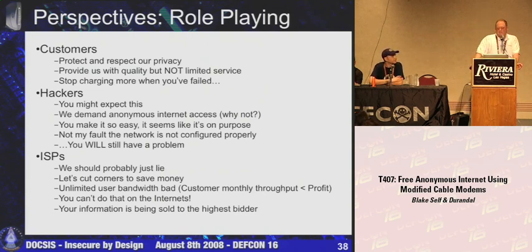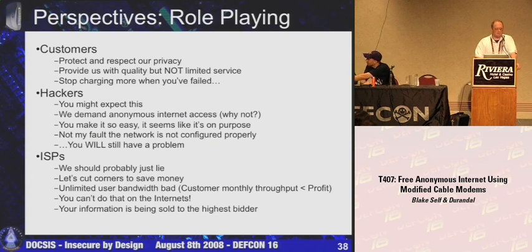And also, I think it's important to discuss the perspectives here. Coming from the customer, you hate your ISP, all right? Just by default, you probably do. You want them to protect and respect your privacy. You want quality service, and you want them to stop charging when it doesn't work right. Hackers say, hey, you might expect this to happen because we can do it. And we demand anonymous internet access, and if we can find a way to do it, we'll do it. And it seems like they make it so easy just for the fact that they don't care or they don't do it right. That's another reason why it happens, and it's not our fault. And even when they do try to configure everything properly, they're still not going to stop it.